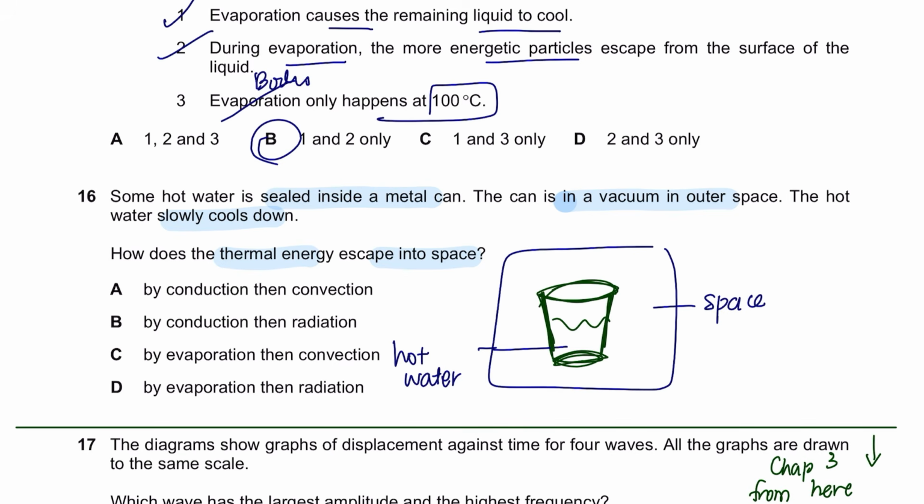The thermal energy from the water will first go through the solid container, and that can happen through conduction. And next, once it reaches over here, it will radiate, and this is called radiation. The answer is B. Convection happens throughout liquid, conduction is throughout solid, and radiation is in air or space.